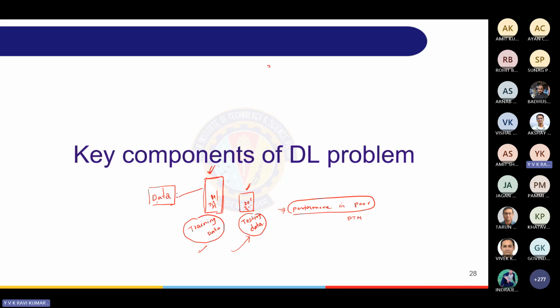I'll take a simple example. X1. Some numbers I'll put. Something like this. These are some information I am having. Then I'll take some algorithm, and I will train it, right?